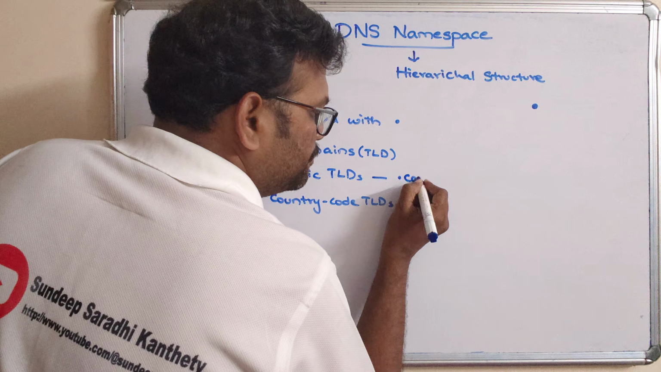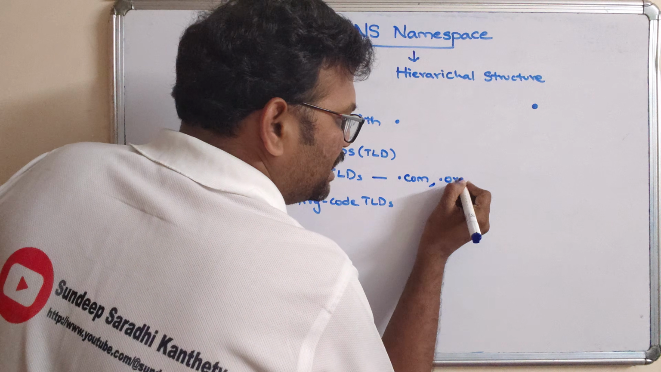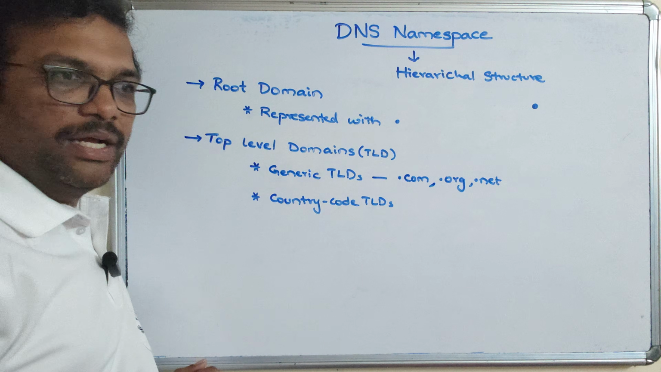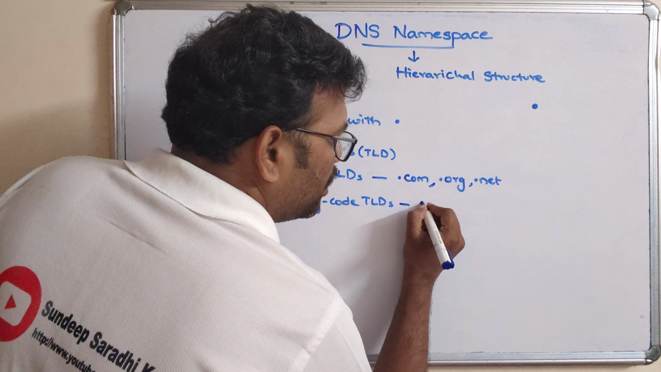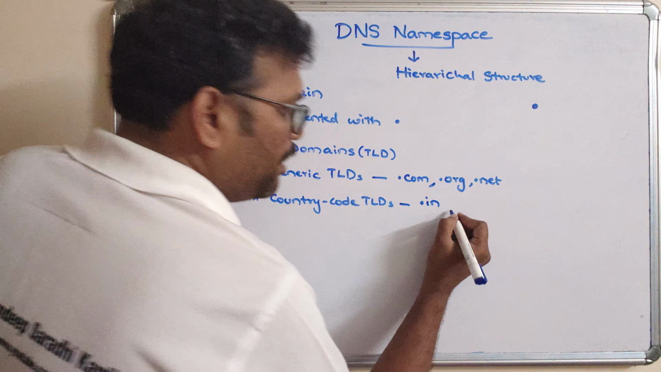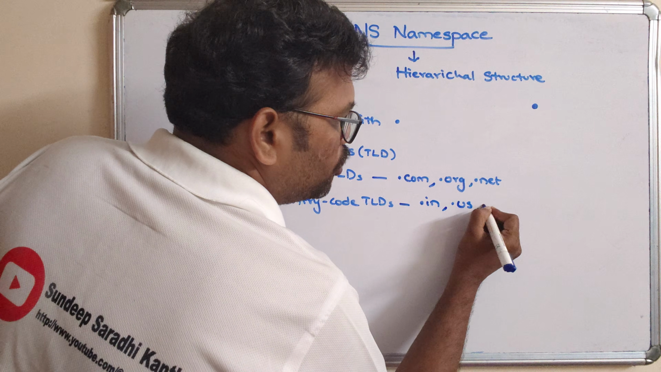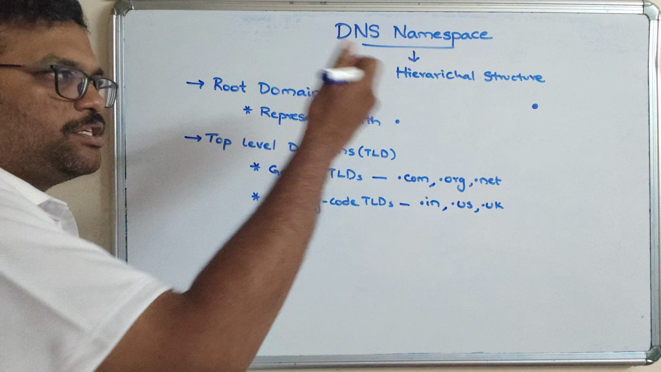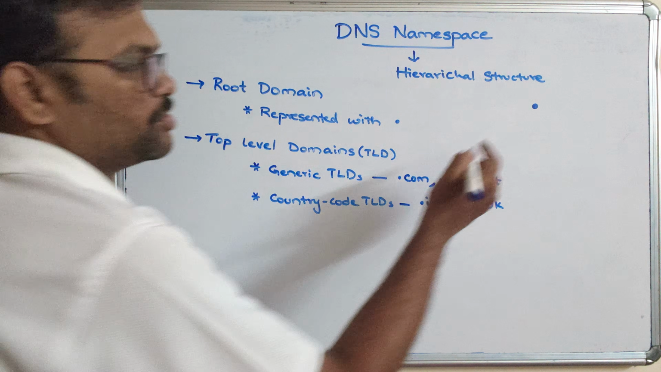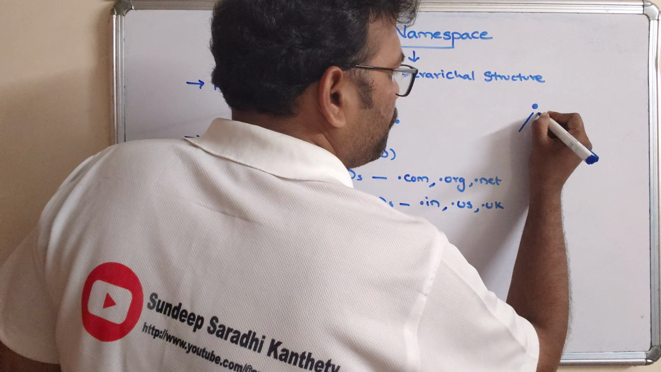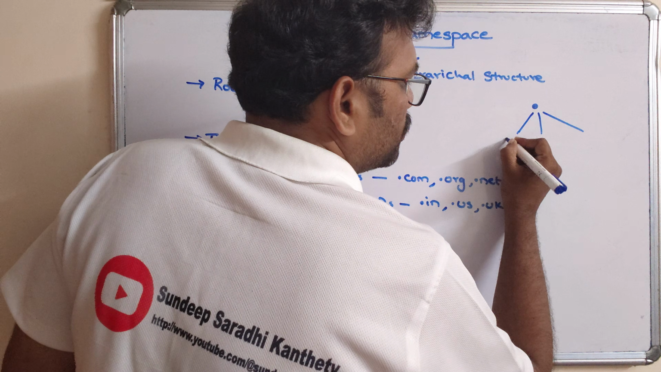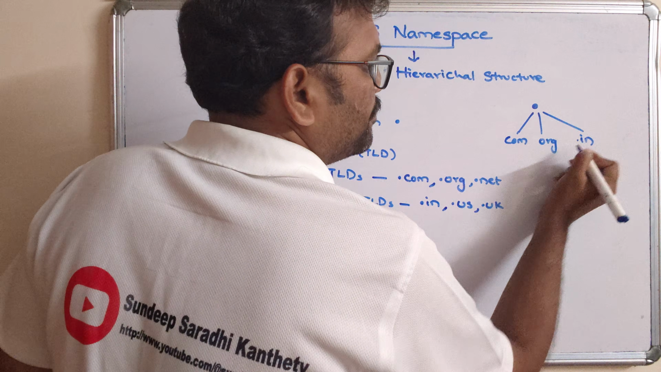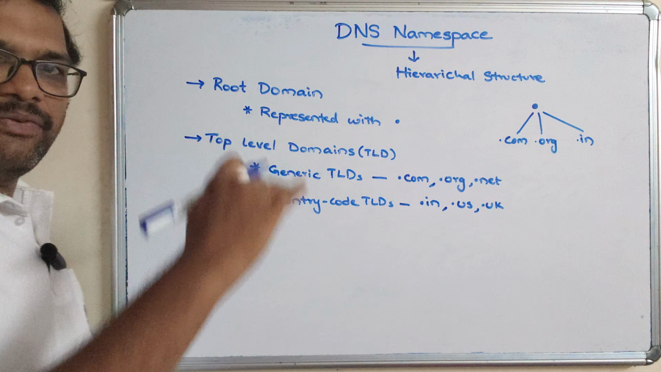Generic means, see, .com, .org, .net, and so on. All these are the generic domains. Coming to the country code domains, those are .in, specifying India, .us, .uk, etc. So these are the top level domains, just below the root domain. So here you can say .com, .org, .in. This is the next level, right?